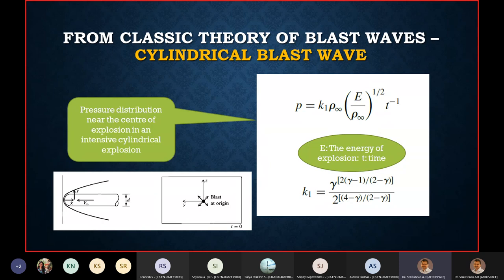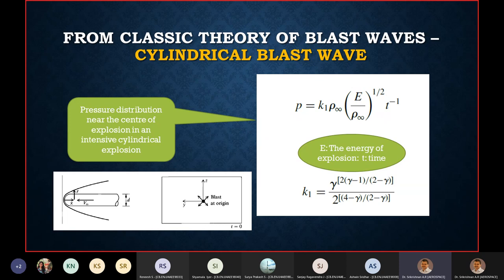So when you say a cylindrical blast wave, you are considering a wave, for example, where the axis of the cylinder is normal to the plane, whereas the cross section is in the plane of the monitor, or whatever you're seeing it on, so that the propagation can be in the radial direction, but the wave as such is a cylindrical wave, which can move.